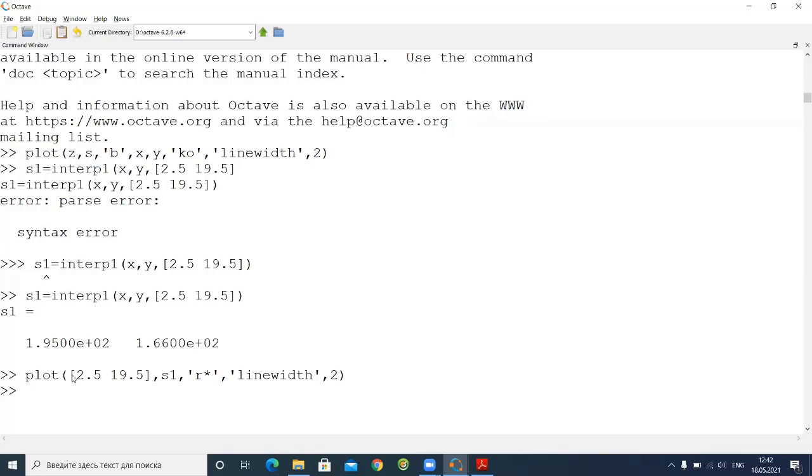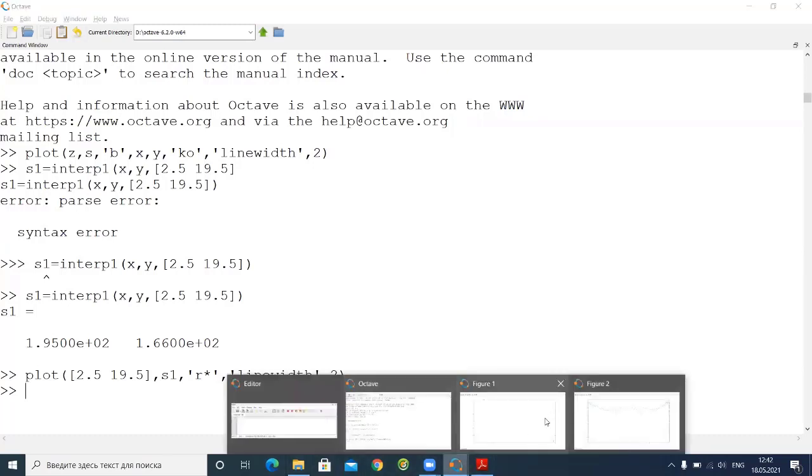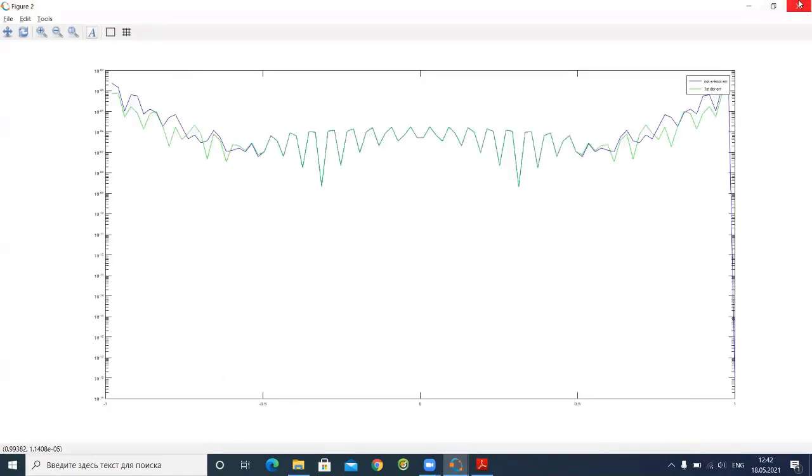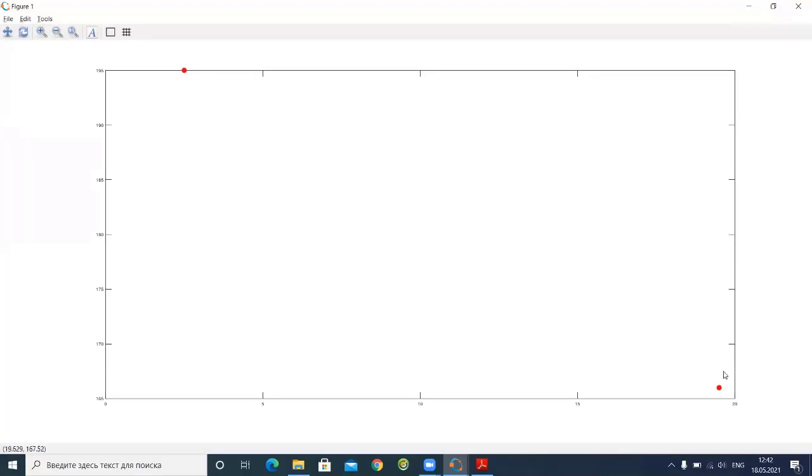Okay, now you can see here new graph of this function. So we can see here these two points. They are asterisk, but however we give here line widths, so it will be more bold. It looks like a point, yes? Not empty point. This is previous graph. So you can see here just two points from this polynomial interpolation.